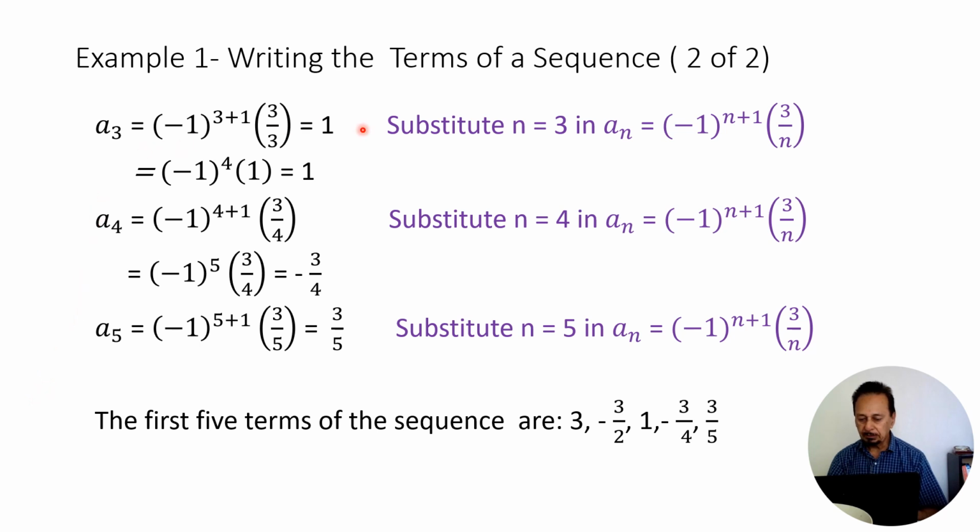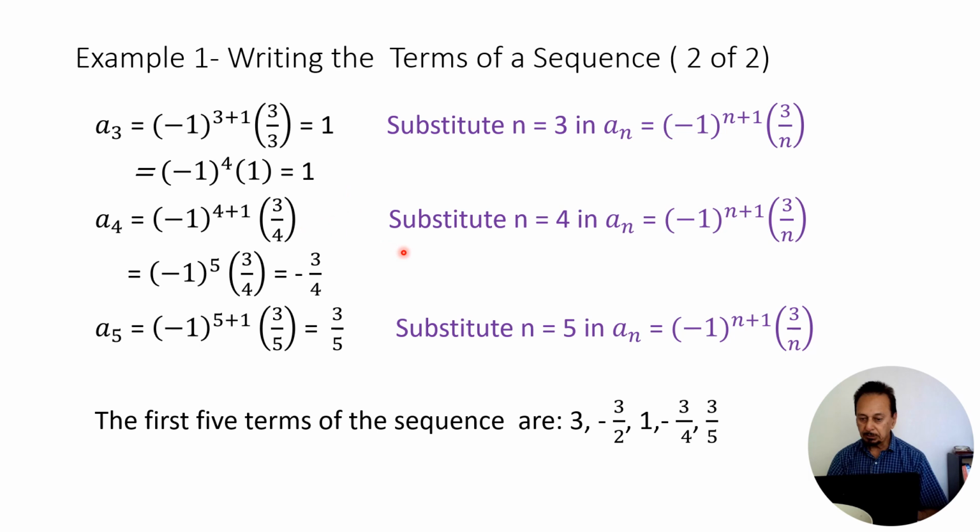Okay, to find the third term, we substitute n equals 3 in the given nth term formula, so it becomes negative 1 to the 3 plus 1 and 3 over 3. Now 3 over 3 is 1, 3 plus 1 is 4, so negative 1 to the 4 is positive 1. So 1 times 1 is 1. So the third term is 1.